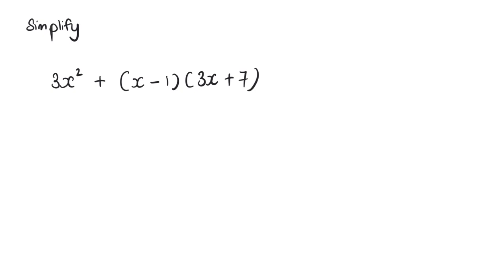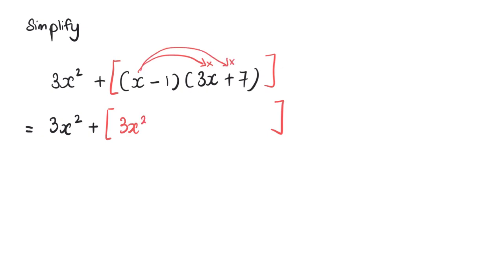Hello everyone, welcome to this question where we are required to simplify this. The very first thing I see is a bracket. I am going to put a square bracket out. And we are going to expand and simplify this. First, this will give me 3x squared. X times 7 will be positive 7x. We still have the negative 1 times 3x, negative 3x. Negative 1 times 7, negative 7.